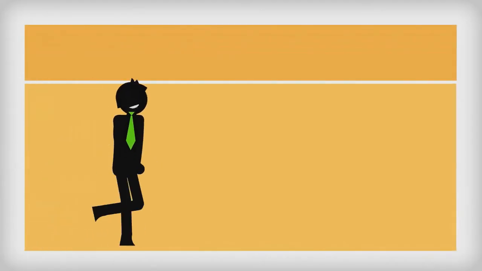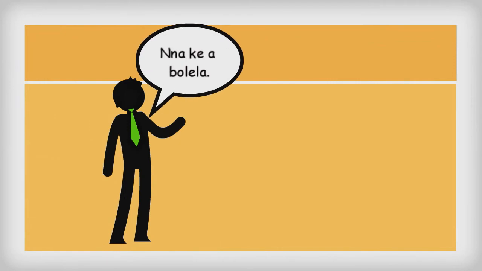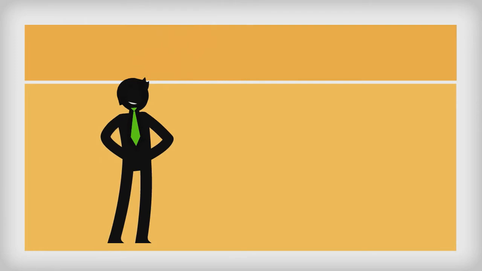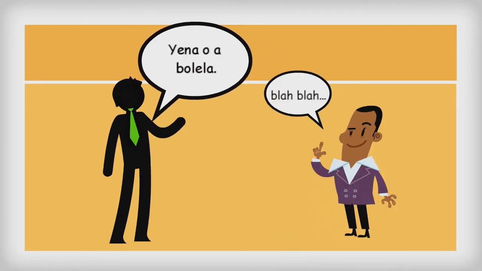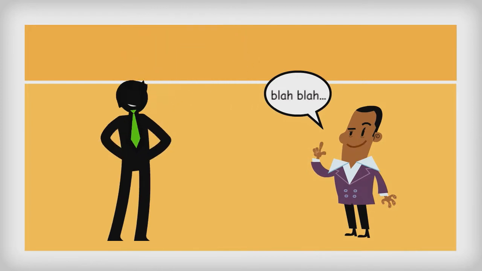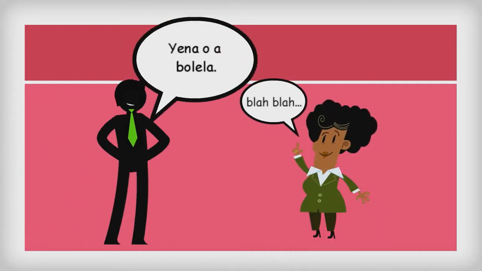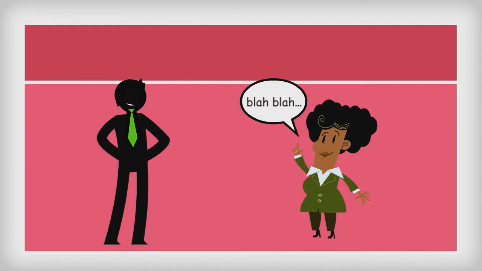Abuti, how do you say I speak? Nna ke a bolela. Now how do you say he speaks? Yena o a bolela. And how do you say she speaks? Yena o a bolela.